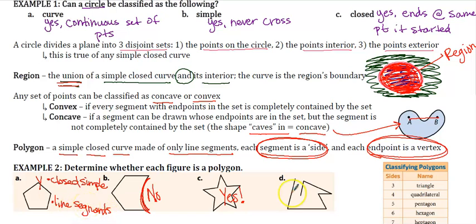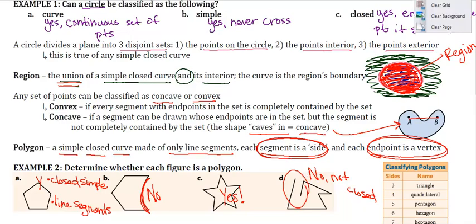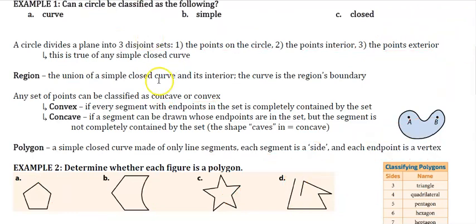D, okay, so D has 1, 2, 3, 4, 5, 6 sides to it. Is it a polygon? No, it is not closed, right? That's an issue. It is not a simple closed curve. It's open right there. So it is not a polygon. All right, let's clear again and move down.